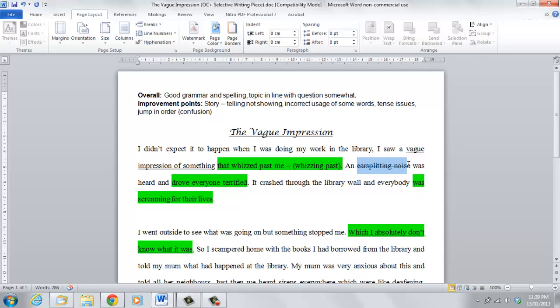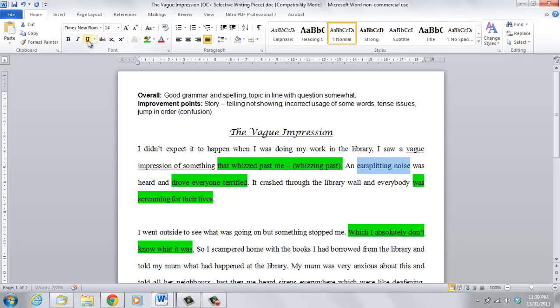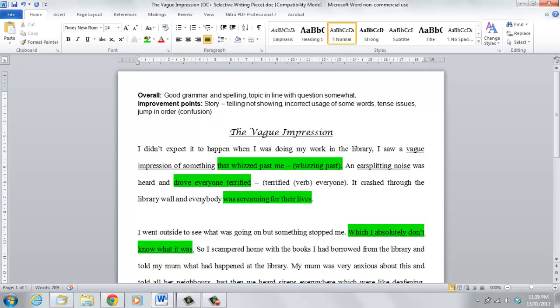And "ear splitting noise", this section here, I actually really like this expression. Okay, "an ear splitting noise was heard and drove everyone terrified." Again, this is incorrect use of language. It would be "and made everyone terrified", or "and terrified everyone". The reason why is because terrified is a verb. Okay, and what you've got here is two verbs, drove, terrified. So what I'll do is I highlight in yellow the correct language.